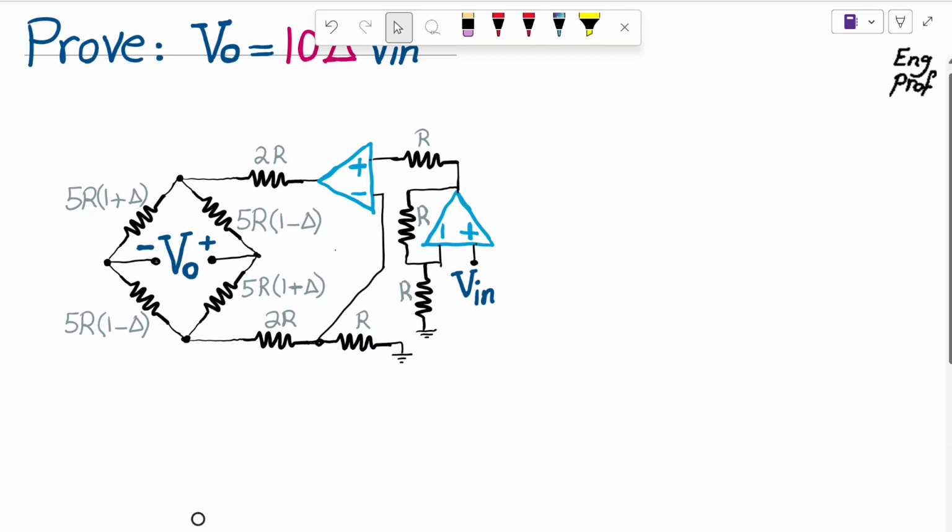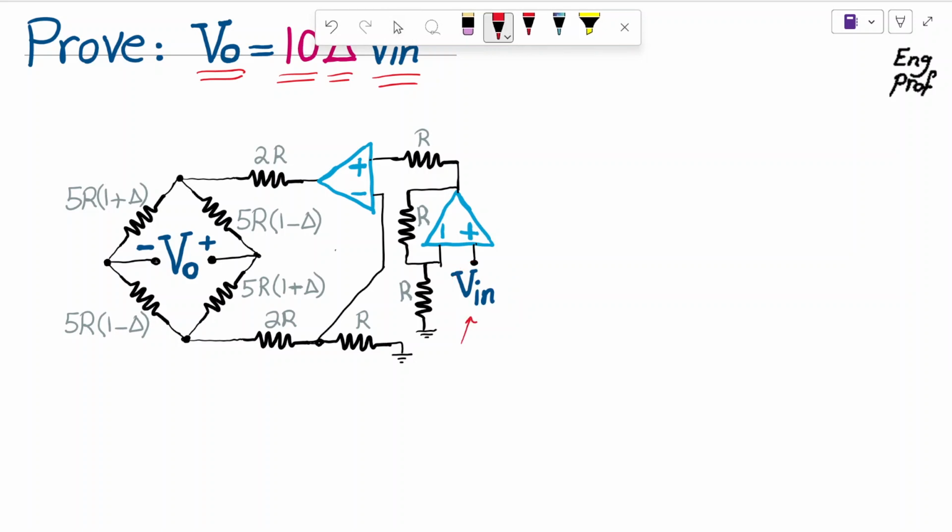In this active circuit designed using two ideal op-amps, we want to show that Vout, shown here, is related to Vin, the input voltage applied in this circuit, via the equation 10 times delta, in which delta is the parameter for the four resistors shown in this configuration. Okay, to do that quickly, then focus on Vn.